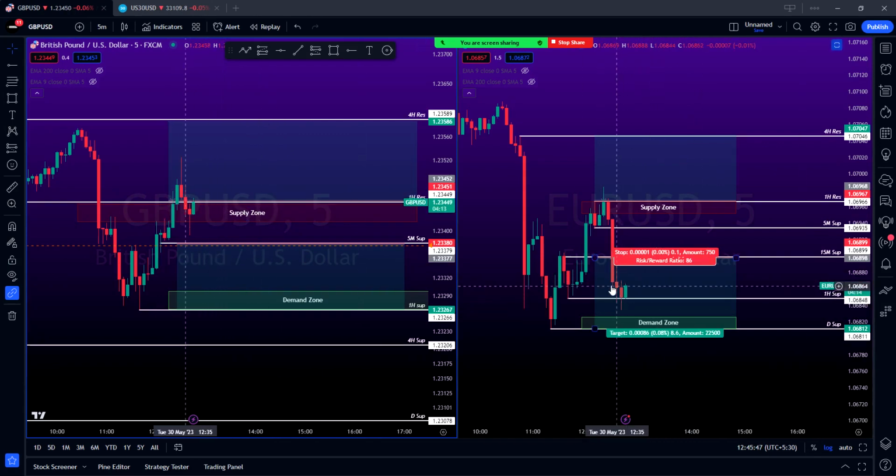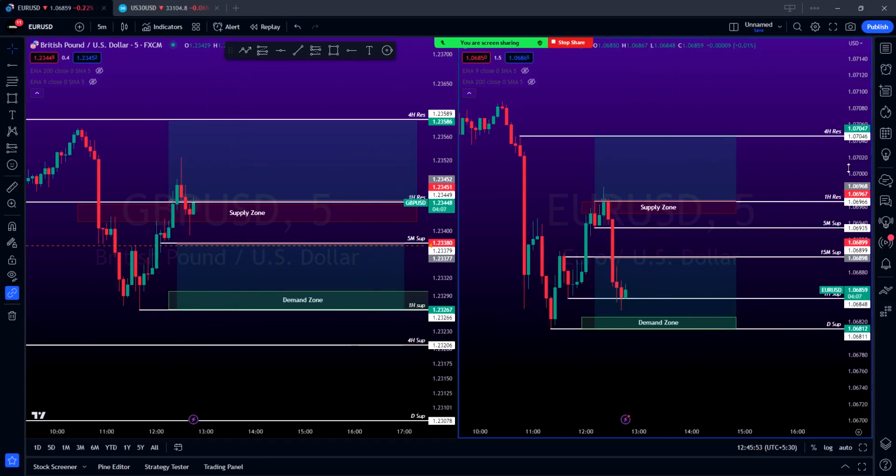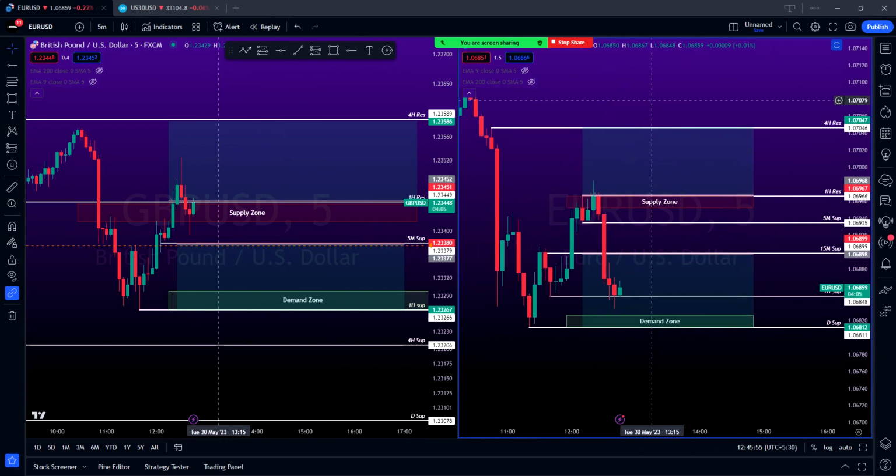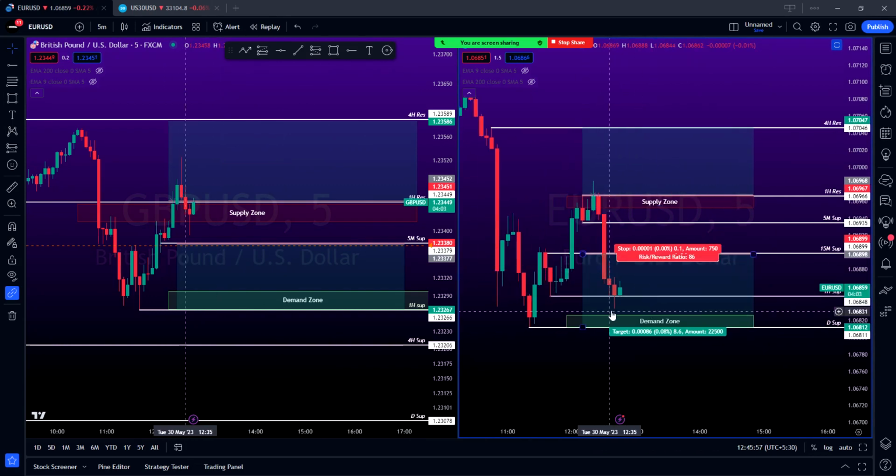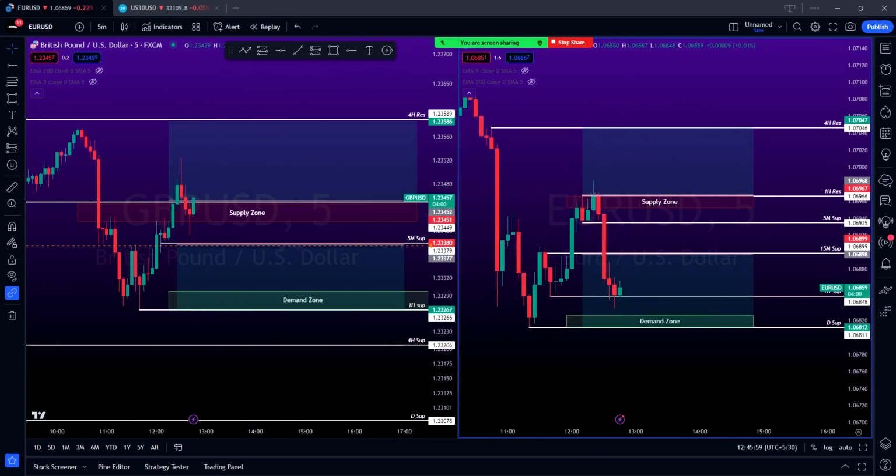Okay, if anyone is trading EUR, just remove your profits. I just really hope you have, and leave partials running, so you can ride it down till your demand zone. Okay.